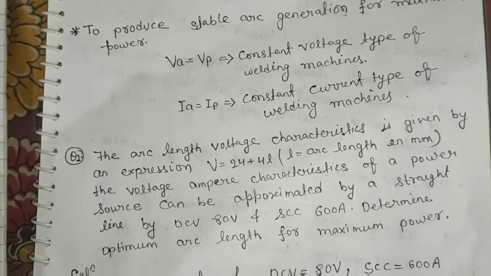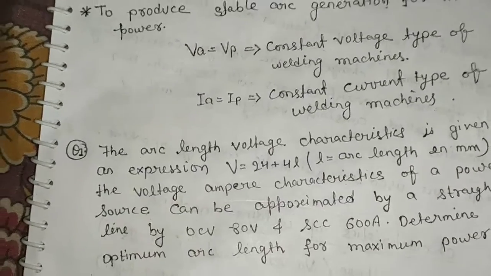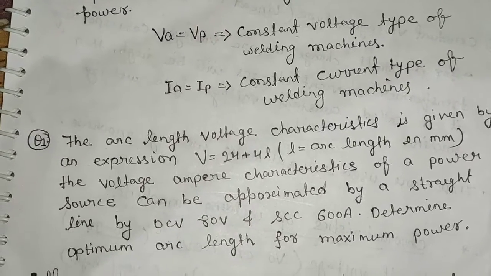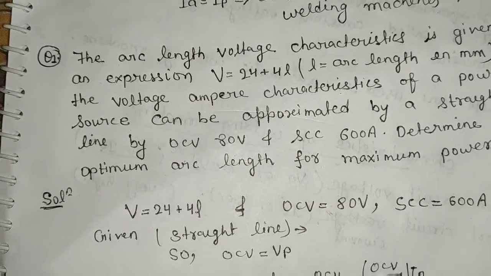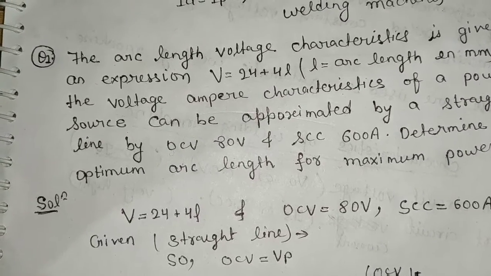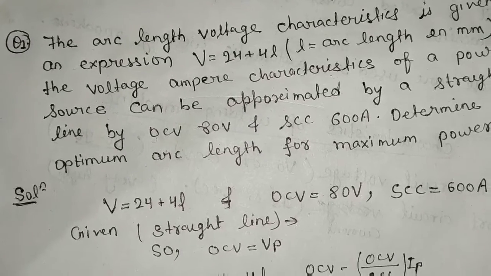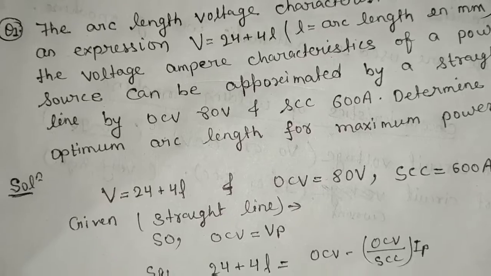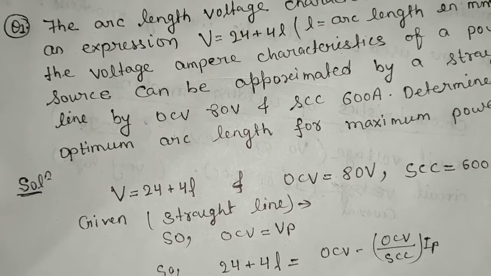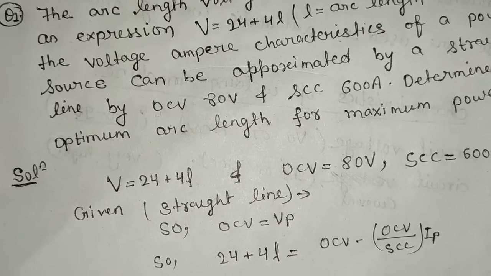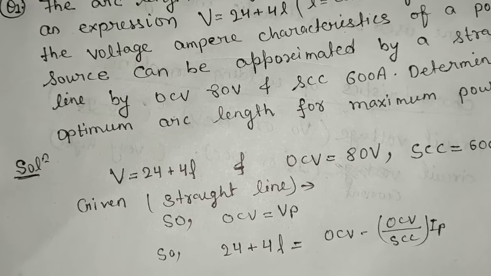Okay. Now the questions based on constant current type of welding machine. Here the arc length voltage characteristic is given by an expression. What things will be given in questions? Va is equal to 24 plus 4L. This is given in the question, and OCV, it means open circuit voltage, is equal to 80 volt. Short circuit current is equal to 600 ampere, and it is also given the characteristic is a straight line. We have studied if the characteristic is a straight line, then this is a constant current type of welding machine.